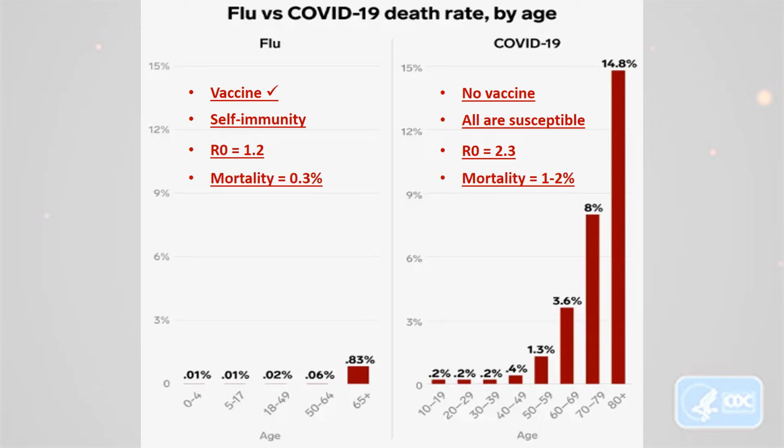Lastly, the mortality for COVID-19 is much higher. Estimates range between 1 and 2%. In contrast, the mortality rate for influenza is only 0.3%. It should be noted that mortality rates increase exponentially with age. Social isolation of young, healthy, and asymptomatic patients is critical to disease control.